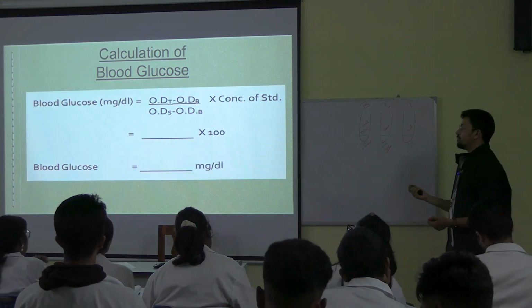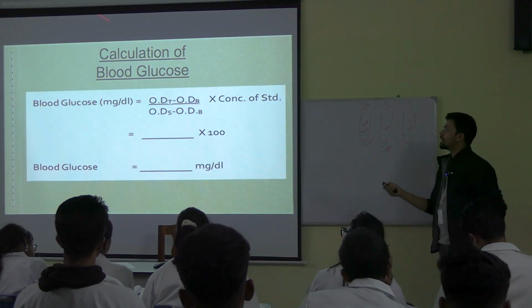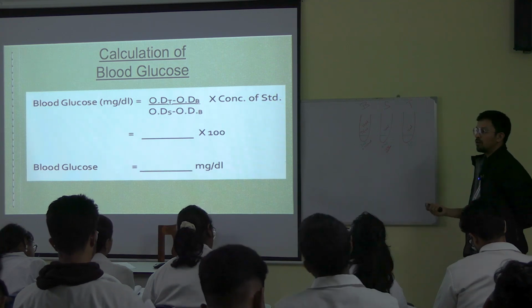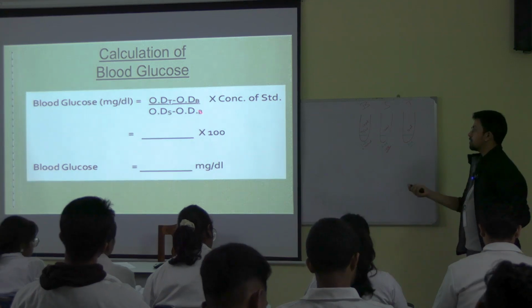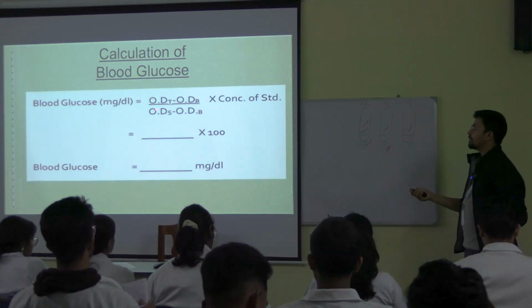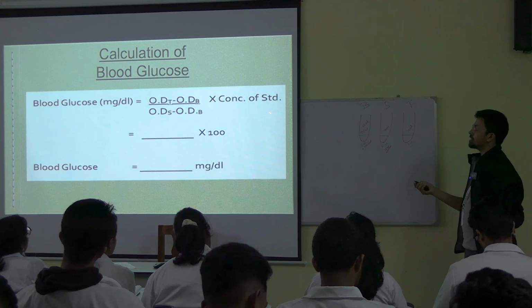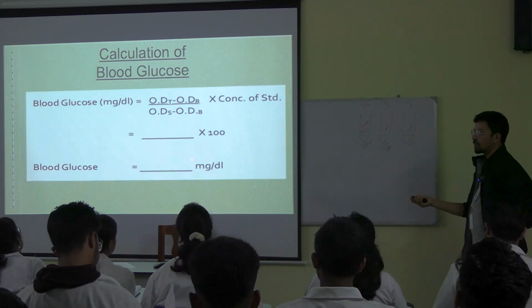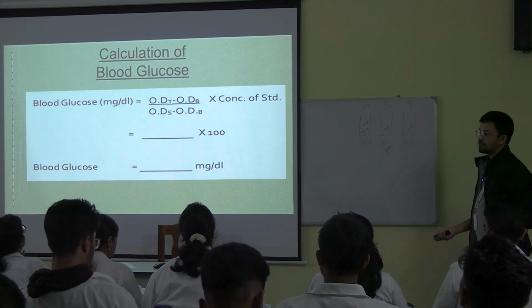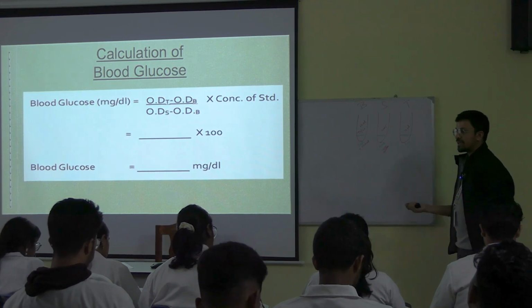Now calculation, the same formula that I have written over there. First you get the values, the absorbance in the blank, absorbance in the standard, and absorbance in the test. So test minus blank divided by standard minus blank into concentration of the standard. Concentration of the standard we already know, 100. So just follow the equation and you will get your result. And that's all. This is that simple test.